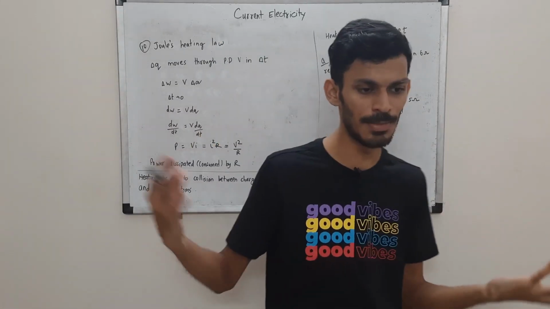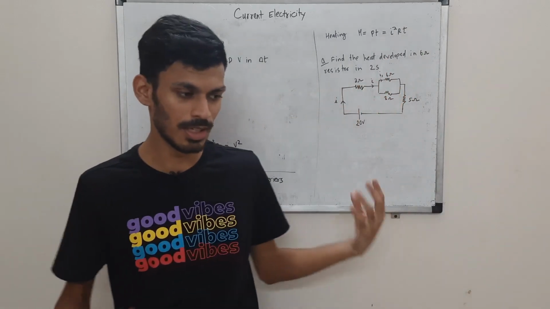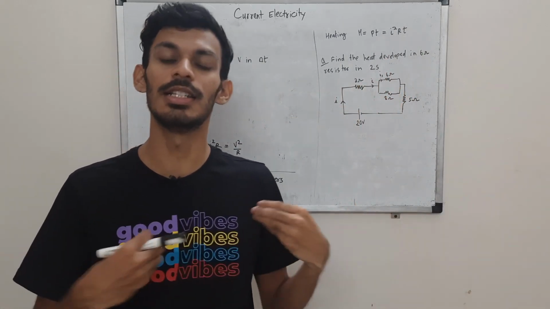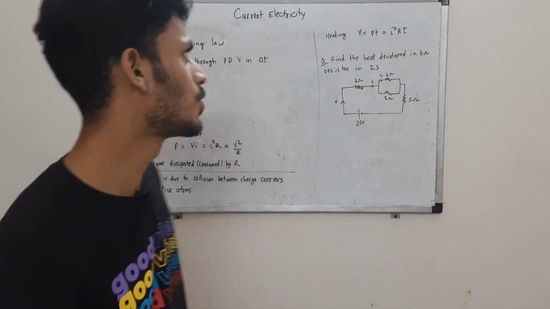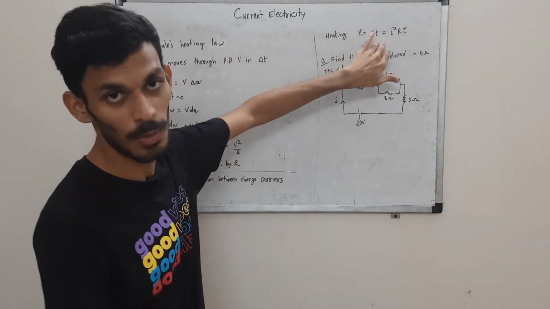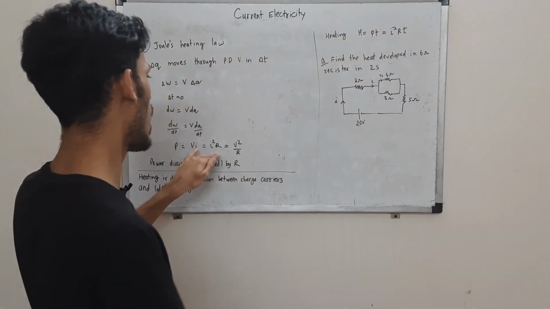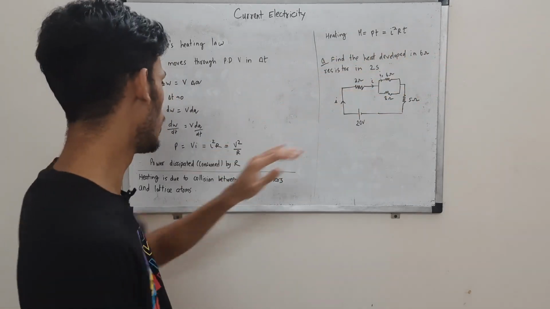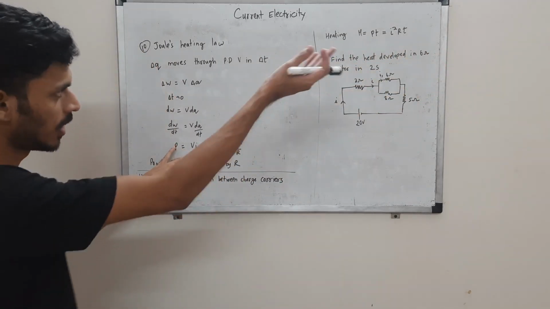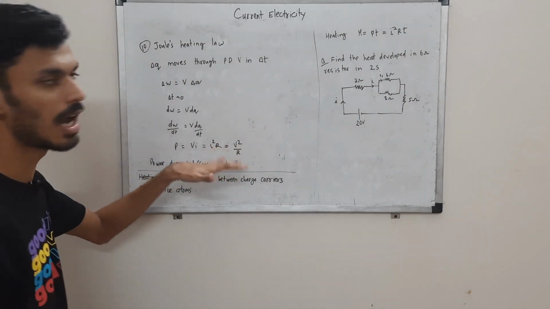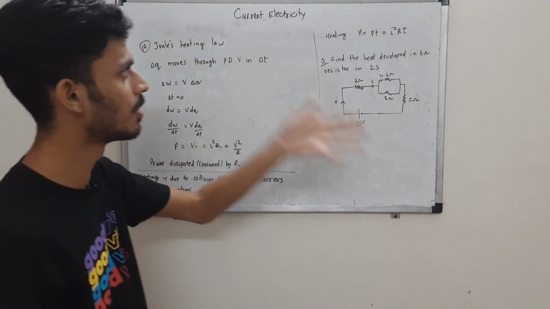Heat, as I mentioned, if you see the mechanism over here, is just transfer of energy, right? So this heat can be expressed as power times time. So it is I square R times T. You can also use the other forms, VI times T, V square T by R. But I square R T is the most useful one.